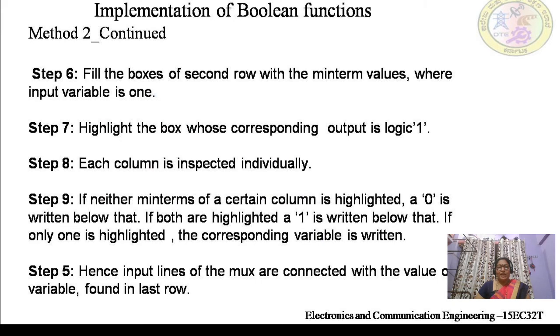So after highlighting the minterms present in the Boolean expression, each column is inspected individually. If neither minterm of a certain column is highlighted, a 0 is written below that. If both are highlighted, a 1 is written below that. If only one is highlighted, the corresponding variable is written.